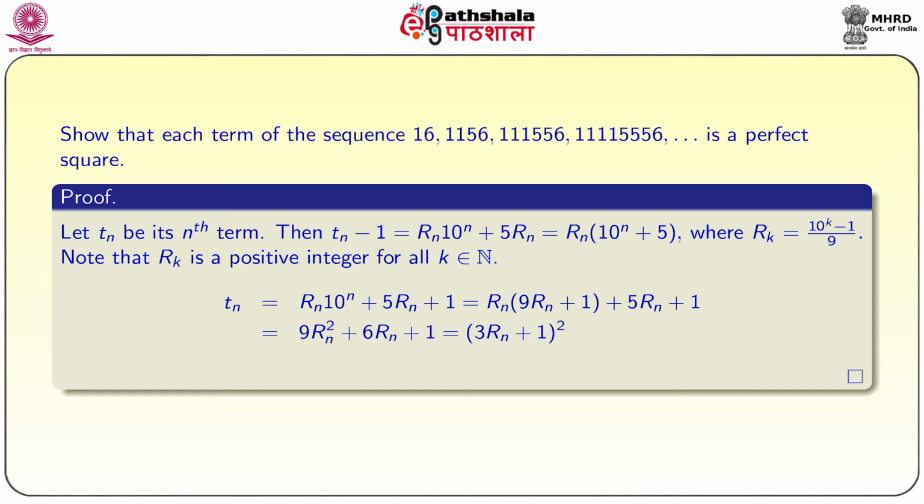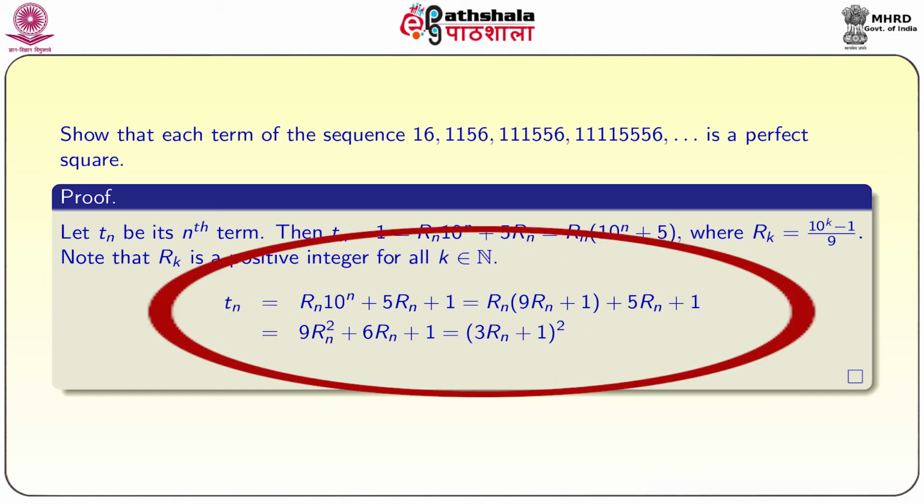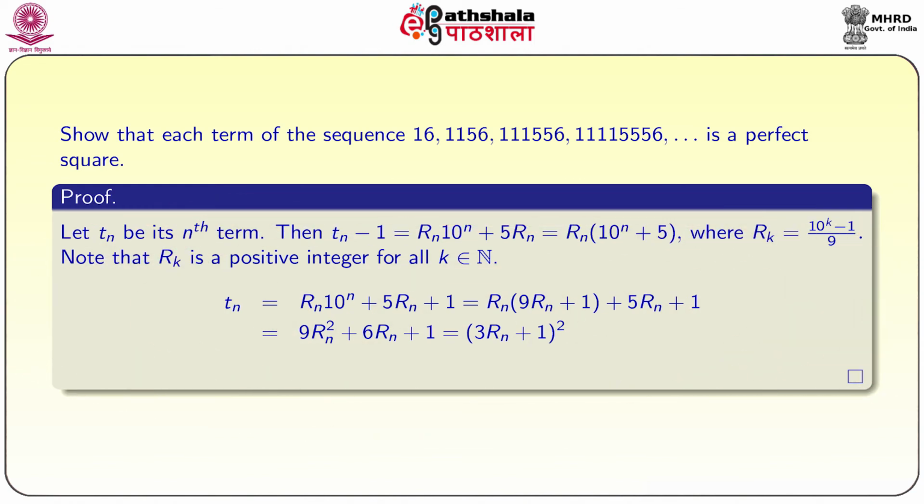Now, how did we get that 9 R_{n+1}? From R_k equal to (10^k minus 1) by 9, we took the value of 10^k, like 10^n. If it is R_n, then R_n is equal to (10^n minus 1) by 9. So, 10^n is equal to 9 into R_n plus 1. So, we substituted the 10^n value, and we got that identity.